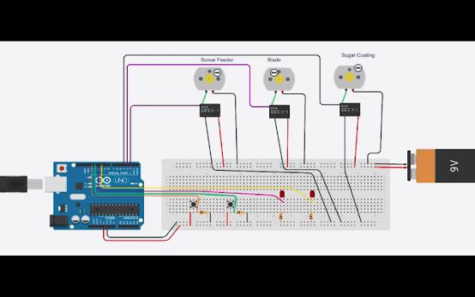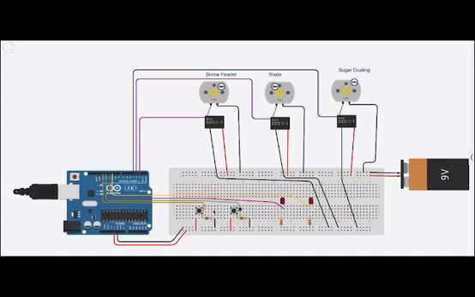As you all can see, switch 1 is connected to pin number 13 of the Arduino Uno. Switch 2 is connected to pin 12. The first LED bulb is connected to pin number 11 and the second LED bulb is connected to pin number 10. The screw feeder DC motor is connected to pin number 2 of the Arduino Uno. The blade DC motor is connected to pin number 3 and the sugar coating DC motor is connected to pin number 4.